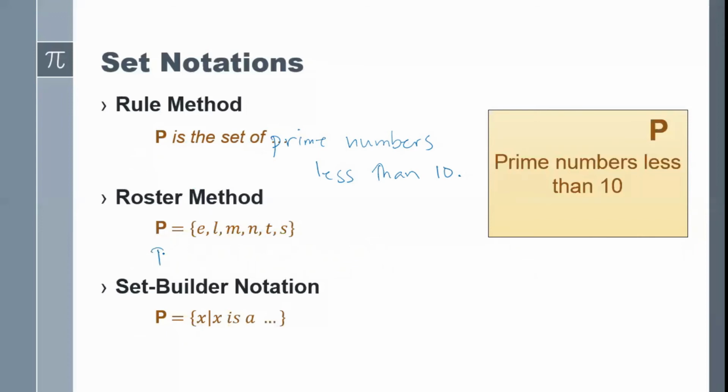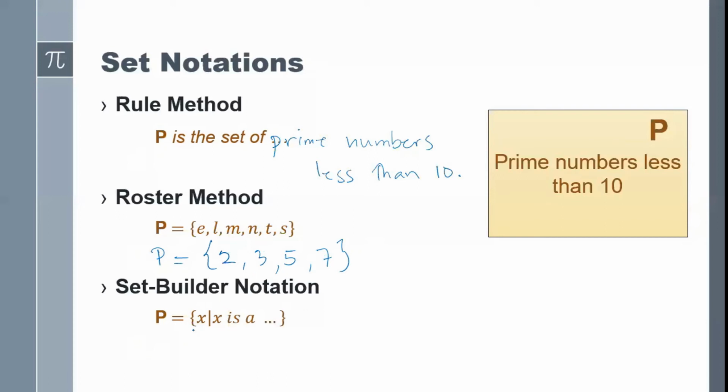And let's have the roster method. So we have here P equals the brace. So what are the prime numbers less than 10? Prime numbers are natural or counting numbers whose factors are 1 and itself. So these are natural numbers or counting numbers that cannot be divided by other numbers except 1 and itself. So the prime numbers less than 10 are 2, 3, 5, and 7. Okay? These are the prime numbers less than 10.